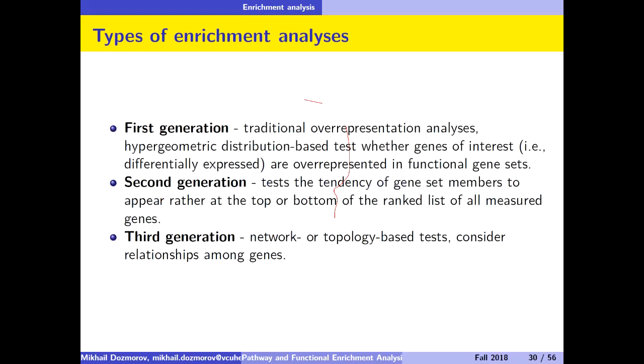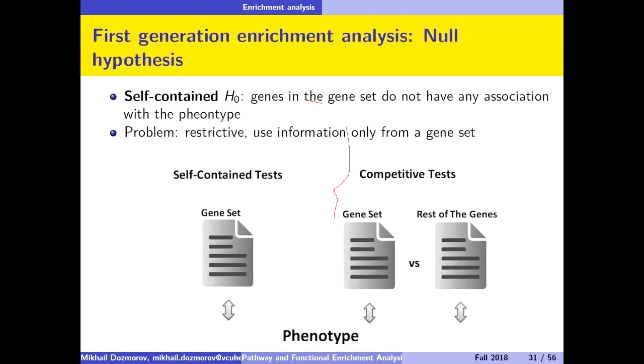Second generation, I will actually talk about it, so I'll skip those definitions. Just third generation, that's what I just mentioned. It's a network or topology-based tests. So you are looking at the network and you are looking at the position of differentially expressed genes within this network. So let's talk about first and second generations enrichment analysis. First about first generation enrichment analysis. This is actually the first self-contained test, and competitive test is the second generation.